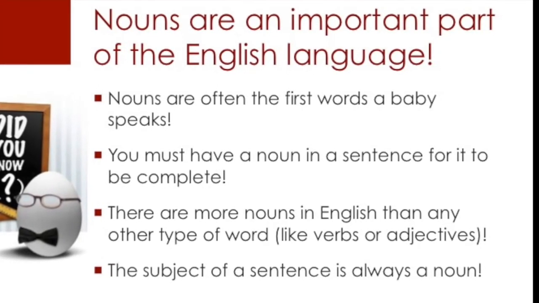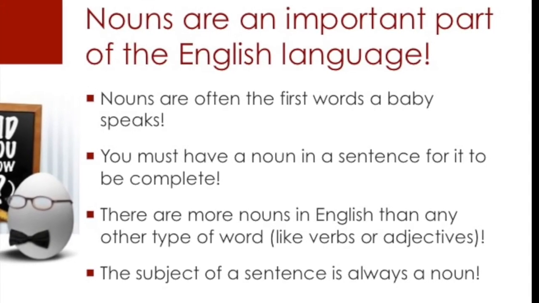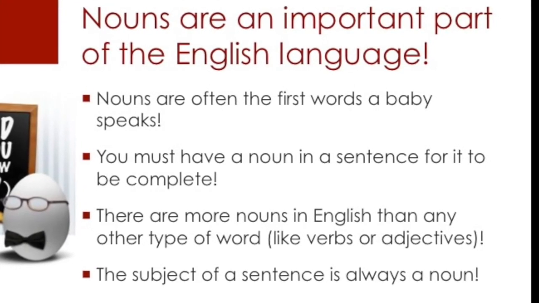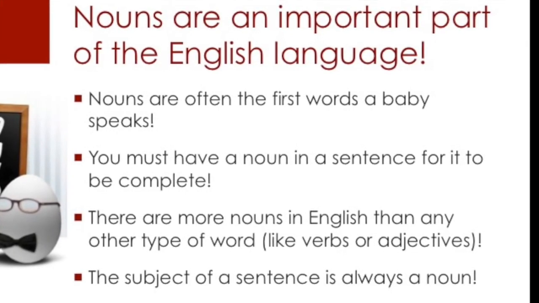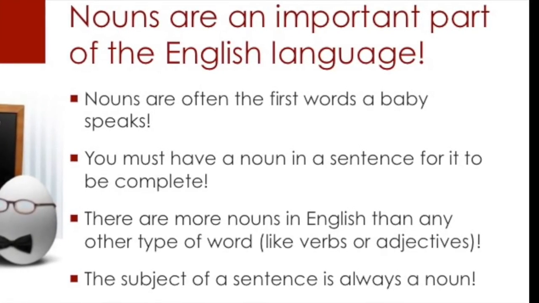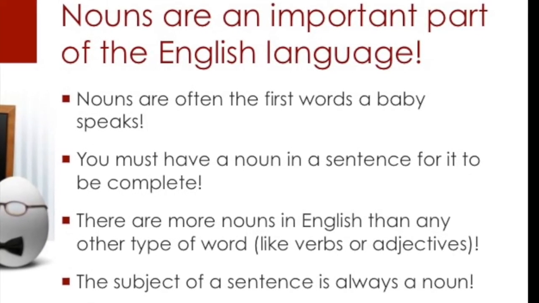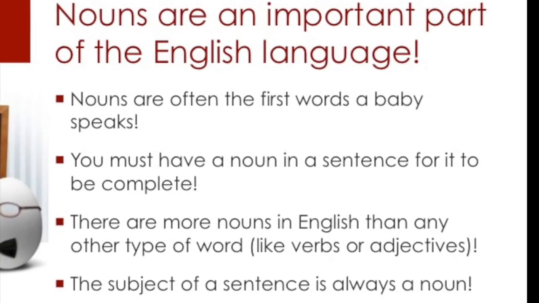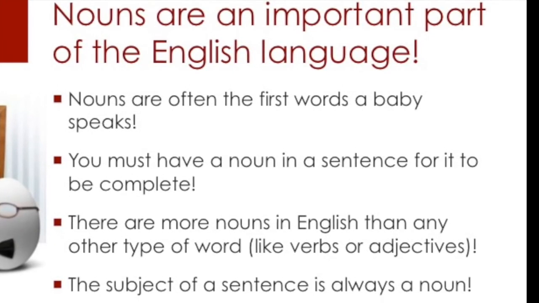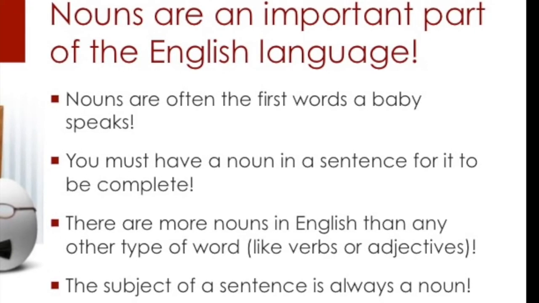Also, you must have a noun in a sentence for the sentence to be complete, so that makes nouns pretty important. Next, there are more nouns in English than any other type of word, such as verbs or adjectives. And, as we've already learned this year, the subject of a sentence is always a noun. So, let's take a look at some different ways we can try to find nouns in a sentence.